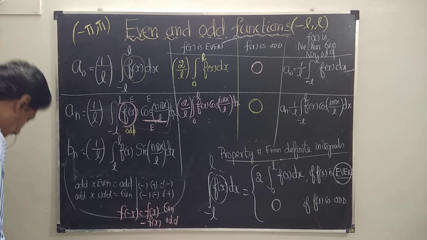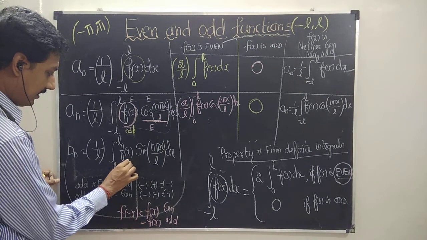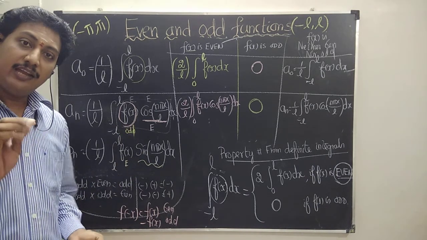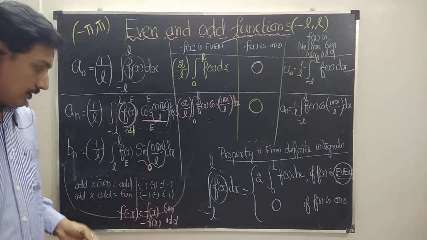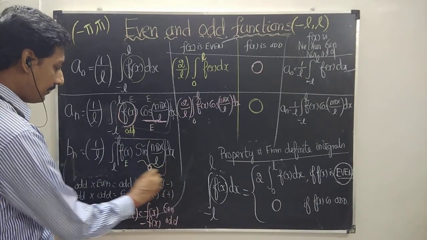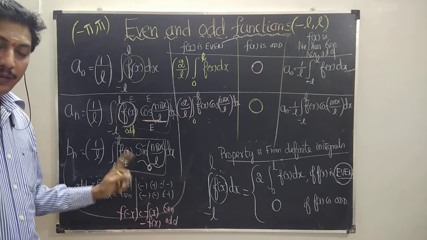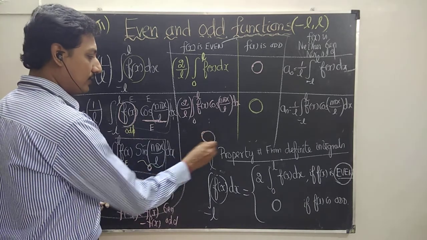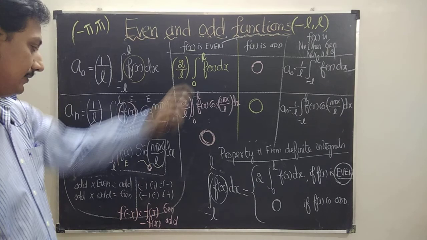The first case is f of x is even. What about the sine function? Sine functions are always odd, right? Now, suppose the function is even. What's the product of f of x into sin n pi x by L? Even into odd. That is plus into minus is minus. That means it is an odd function. If it's an odd function, the value is 0. The Bn is 0 if f of x is even.